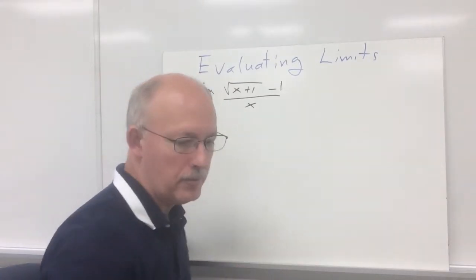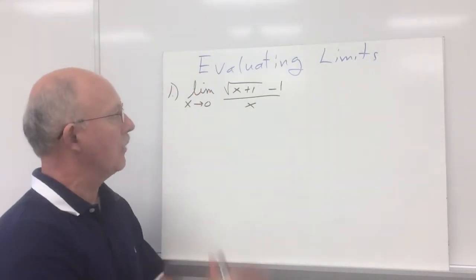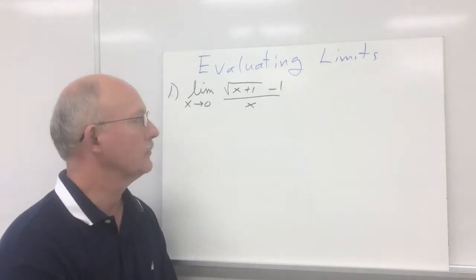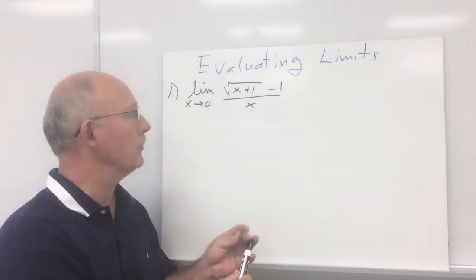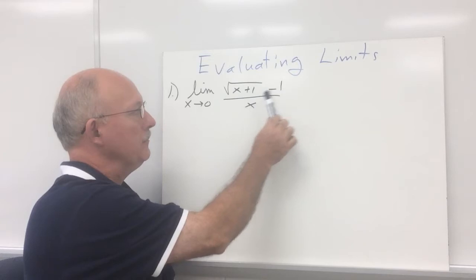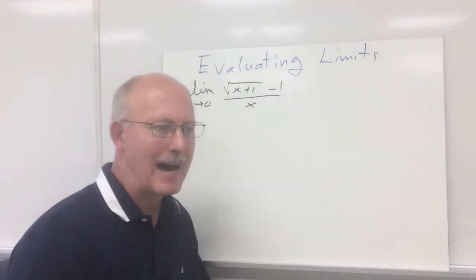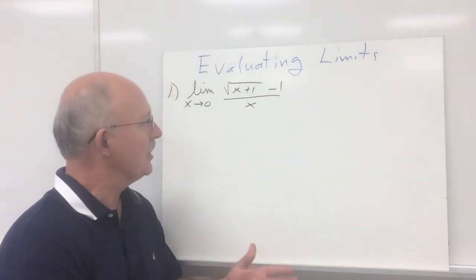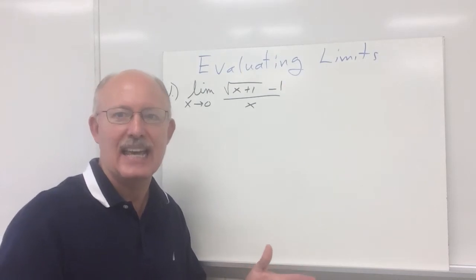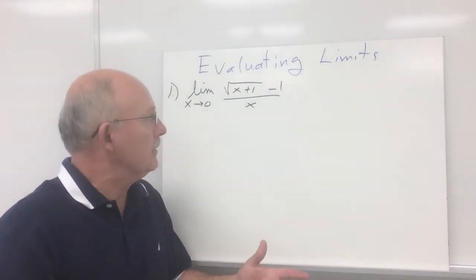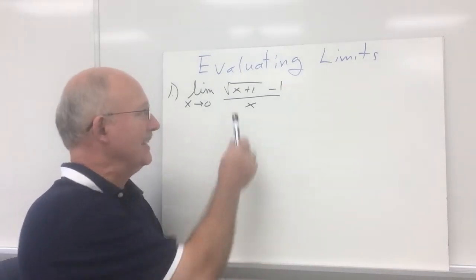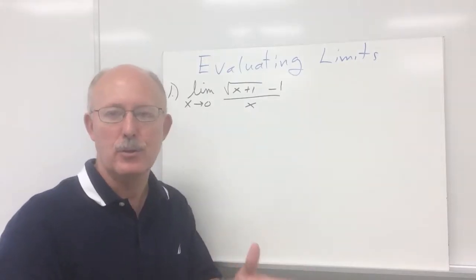Right, now to remove our hole, if you notice this function, you've got a radical in your numerator. So the radical is part of a binomial. You've got the square root of x plus 1 minus 1. So the technique that we're going to use is called the rationalizing technique. So basically it involves rationalizing the numerator. That is getting rid of the radical out of the numerator.